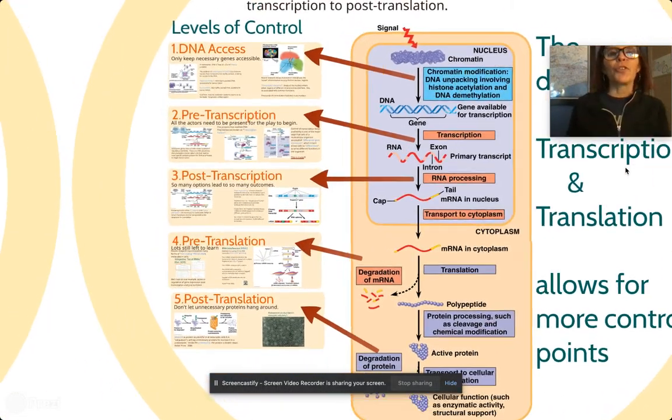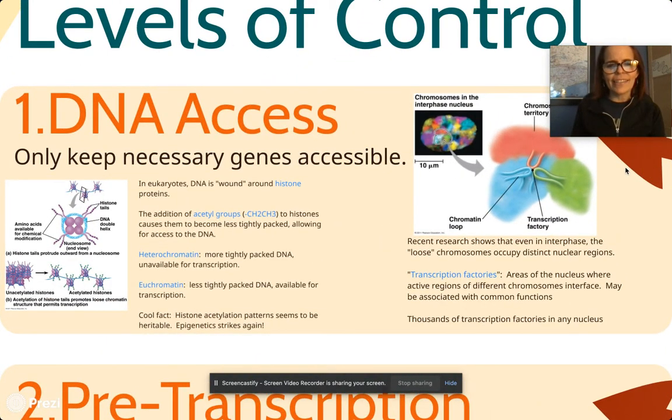So let's start. The first one we want to talk about is DNA access: only keep the necessary genes accessible. You already learned about the shape of a chromosome and how it's folded up, I think in chapter 14. It says here, in eukaryotes, DNA is wound around histone proteins. The addition of acetyl groups to histones causes them to become less tightly packed. As they unwind, they are more available for transcription, so RNA polymerase can squeeze in and make some mRNA.